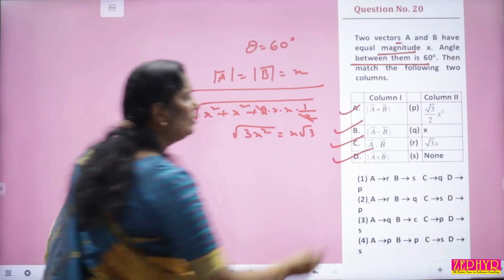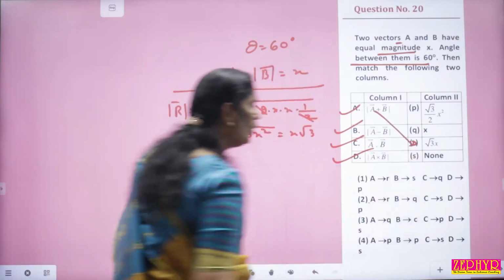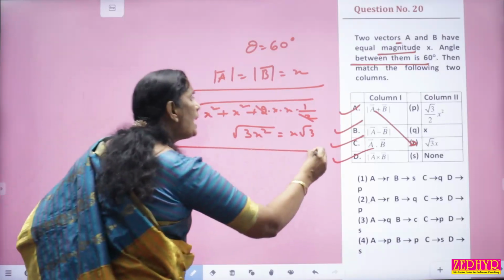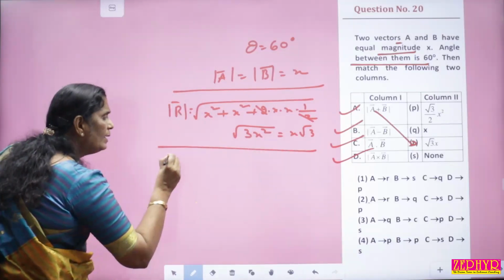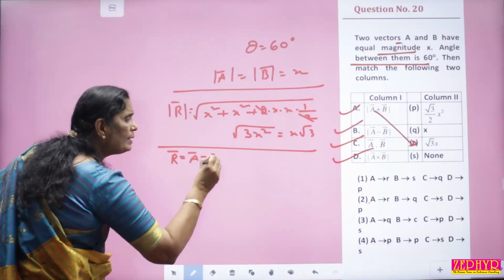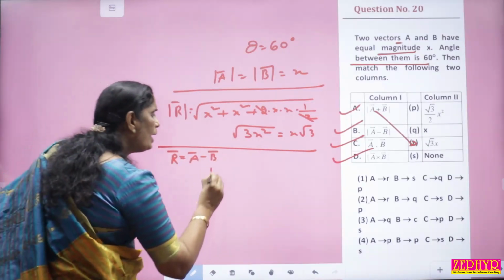Okay. So A goes to R. Yes. Next, I'm going to the subtraction case. So when you subtract, subtraction means what? R bar is equal to A bar minus B bar. Okay. So then what is the formula?